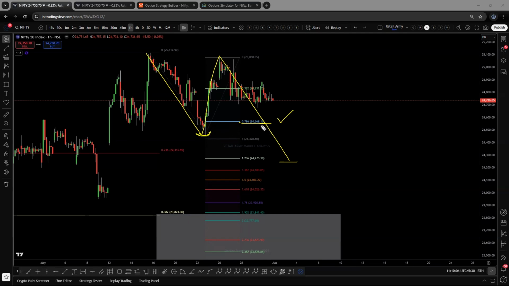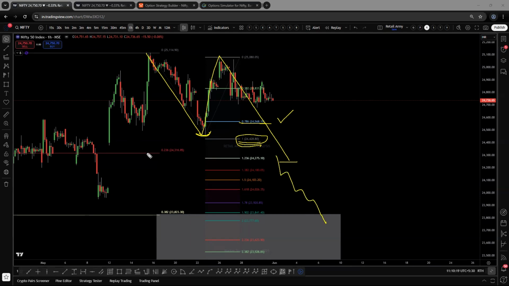This swing low has to be broken. So we are likely to see, if this is a three-wave pattern, 24,400 to be tested, the swing low to be broken. It can go all the way down. It's up to the market. We cannot decide that. It is up to the price action at that time.